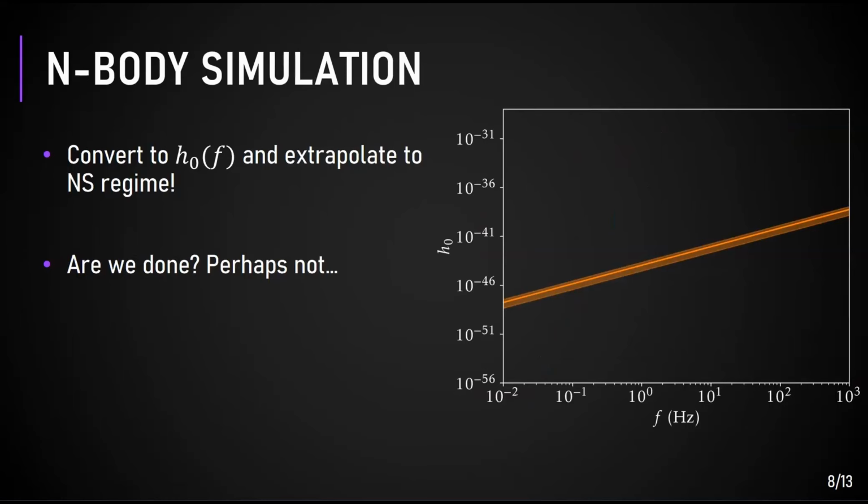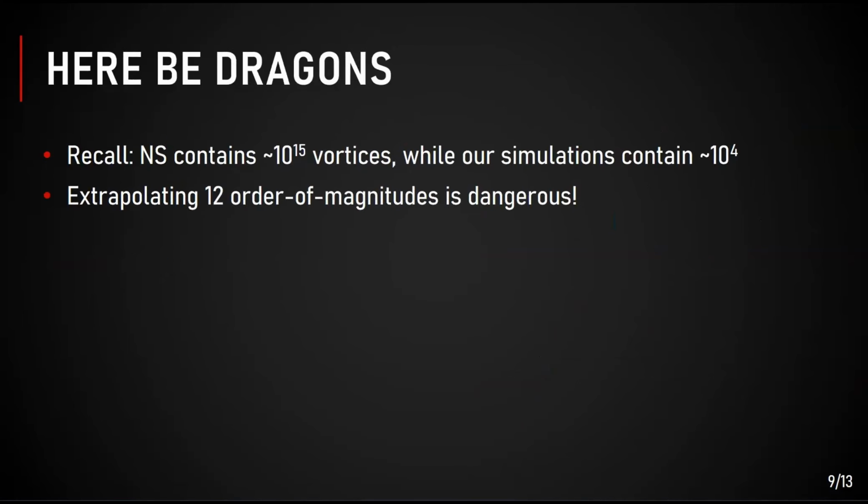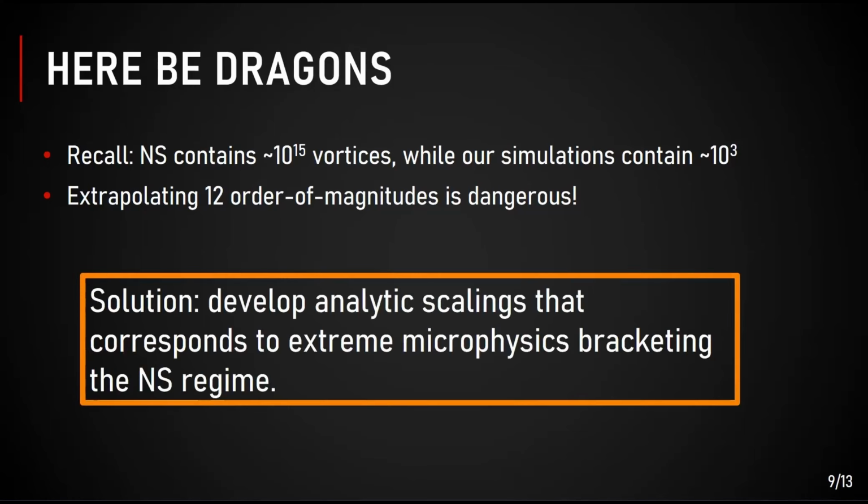So I gave this talk last year, and this is the result. But we're not quite done yet. And if you have not dozed off yet, you can notice that neutron stars have about 10 to the 16 vortices per dimension, while the simulation contains about 10 to the 4. We're extrapolating 12 orders of magnitude, which is very, very dangerous. So the solution is to look at analytic scaling in response to the extreme cases.